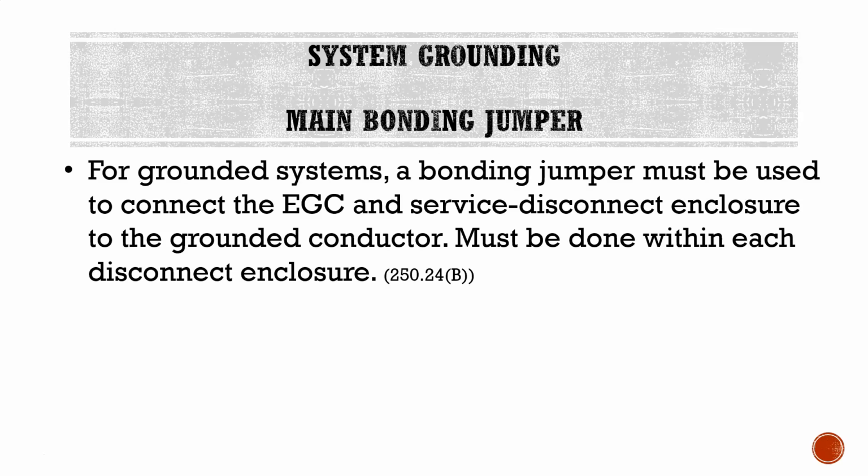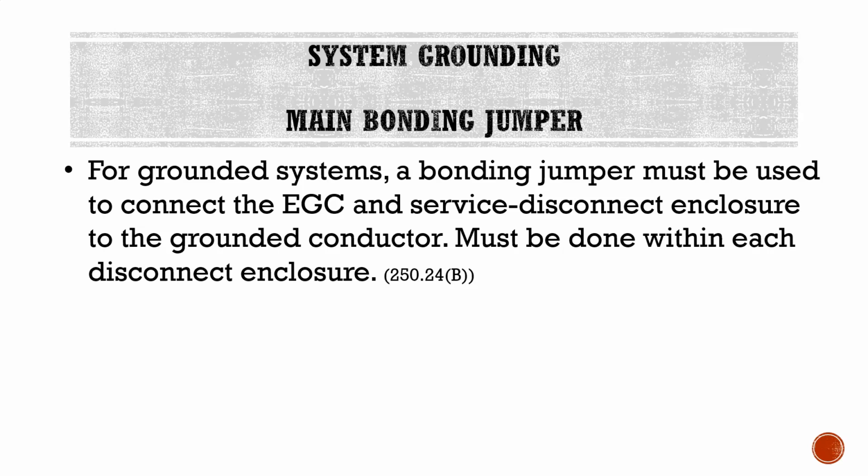And we are going to go over that main bonding jumper just a little bit right now, real quick. Once again, we'll go into more detail about it in a later lecture. For grounded systems, a bonding jumper must be used to connect the equipment grounding conductor and the service disconnect enclosure to the grounded conductor. Must be done within each disconnect enclosure.